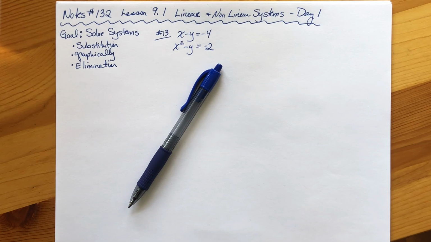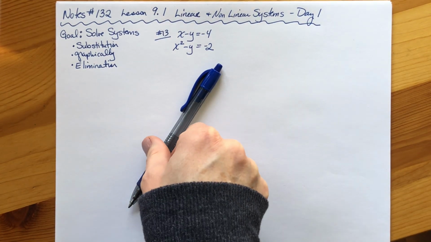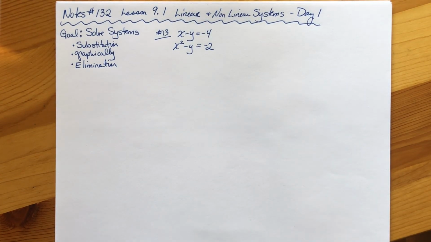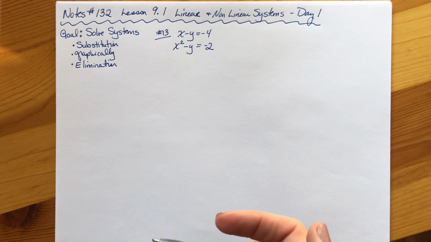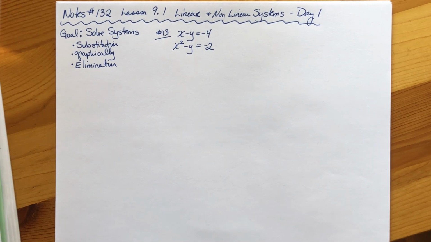We're working in chapter 9 right now. Really exciting chapter. We're going to work on linear and nonlinear systems. So right away, you're thinking linear up. Linear means it's a line. Nonlinear means it's not a line, okay?